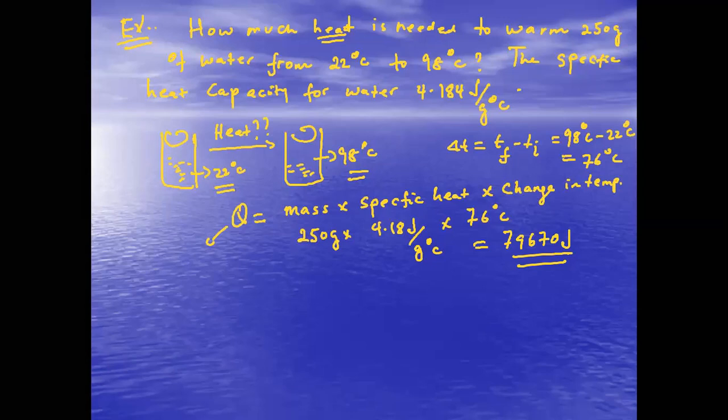79,670 joules. What about significant figures? We can write this as scientific notation. 250 would be three significant figures. I would go with 7.97 times 10 to the power of 4 joules.